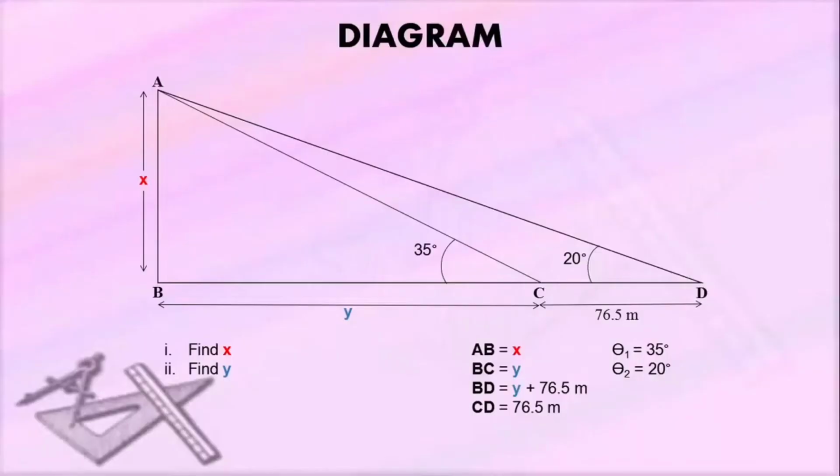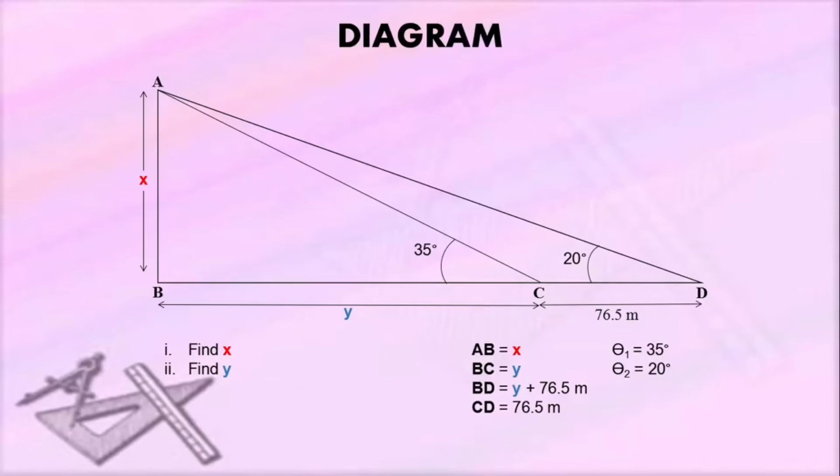Based on this diagram, as you can see, this is the shape that we pulled out from the illustration. The shape consists of two triangles, which are triangle ABC and triangle ABD. From the question, we know that the angle of triangle ABC is equal to 35 degrees. So this will be our first theta. The same goes for triangle ABD, where the angle is equal to 20 degrees. So this will be our second theta.